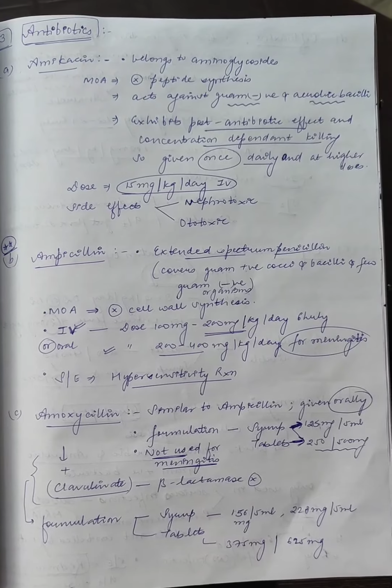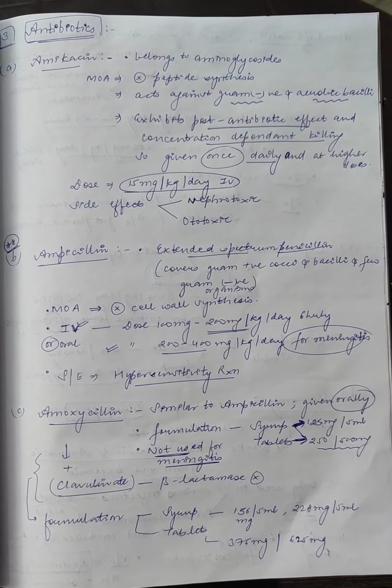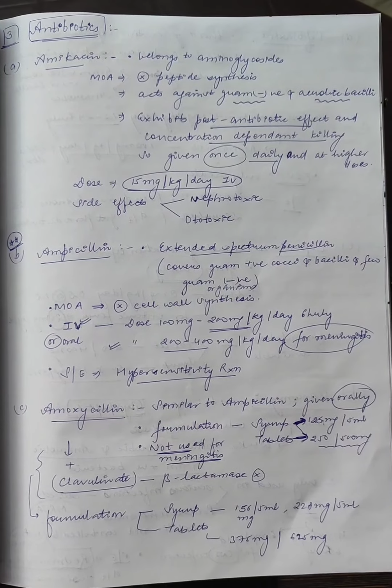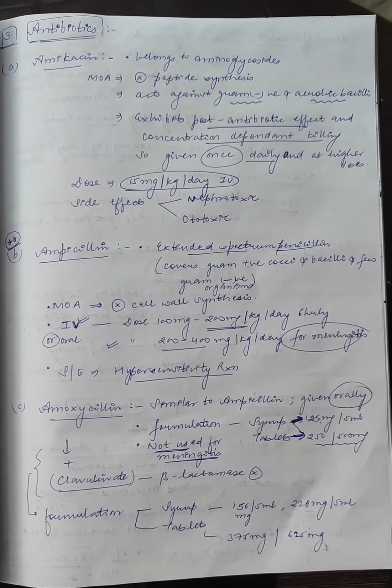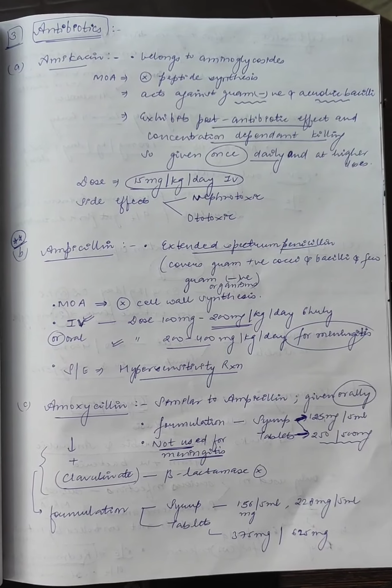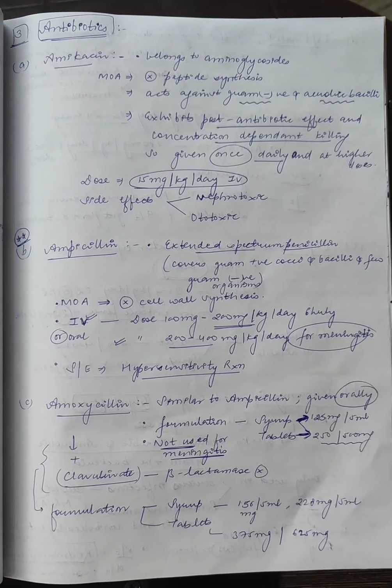Now we'll talk about amoxicillin. Amoxicillin is similar to ampicillin in its mechanism of action, but it is given only orally. The formulations available are, in syrup form, 125 mg per 5 ml, and in tablets, 250 or 500 mg.